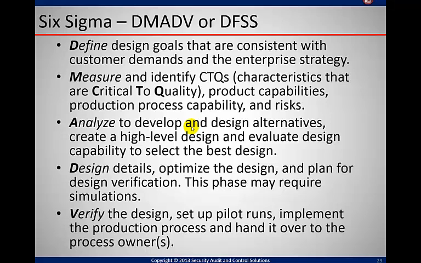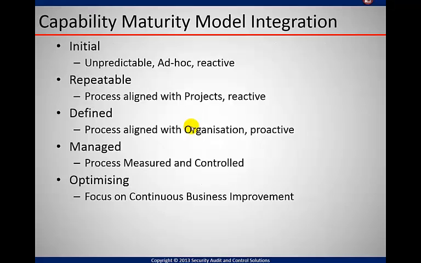The next is the Capability Maturity Model Integration. We have 5 levels. We've seen it from a software development point of view, where this actually was created to manage the maturity of a software development environment. Level 1 is initial: unpredictable, ad hoc, and reactive. Level 2 is repeatable, where the process is aligned with projects and it's reactive. Level 3 is the defined process aligned with the organization, and this is proactive. Level 4 is managed. The process is measured and controlled. And finally, level 5 is the optimizing level, which focuses on continuous business improvement.